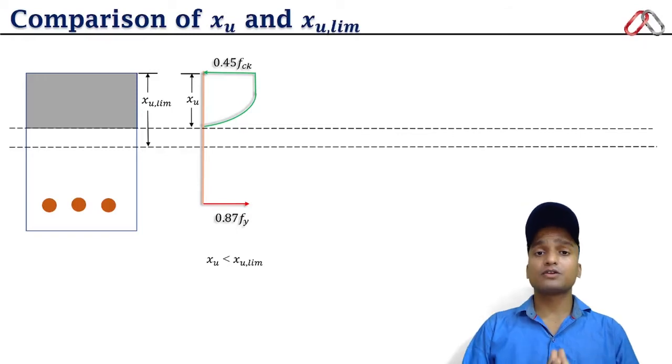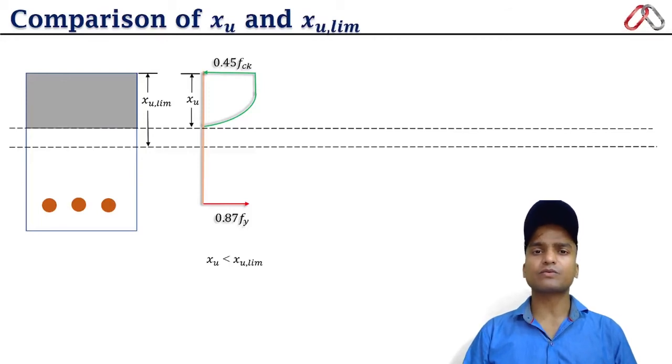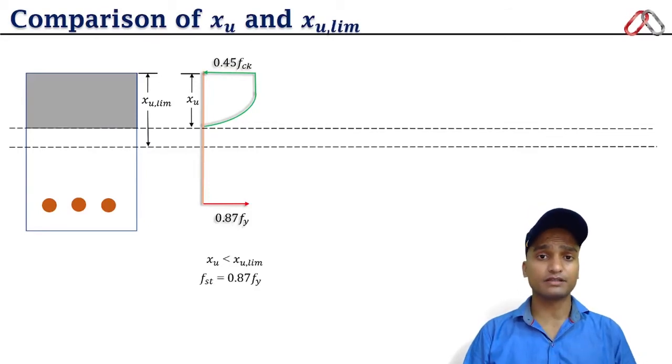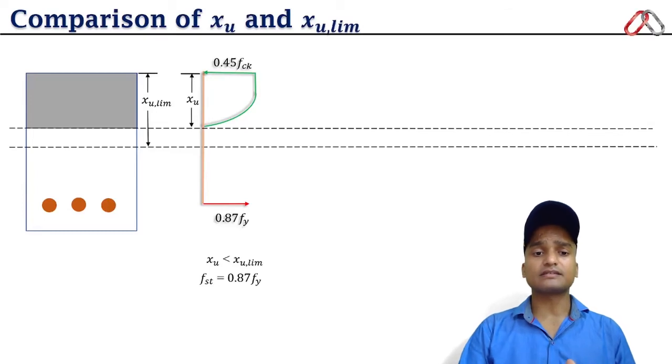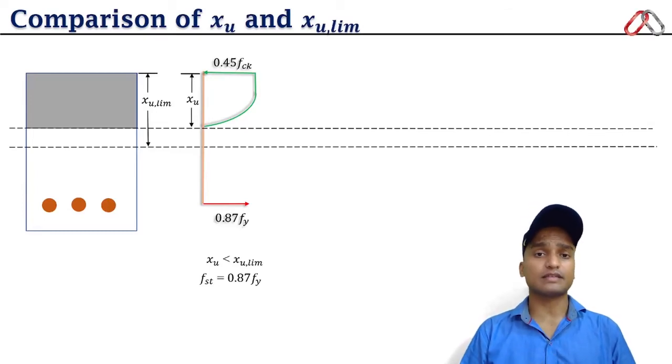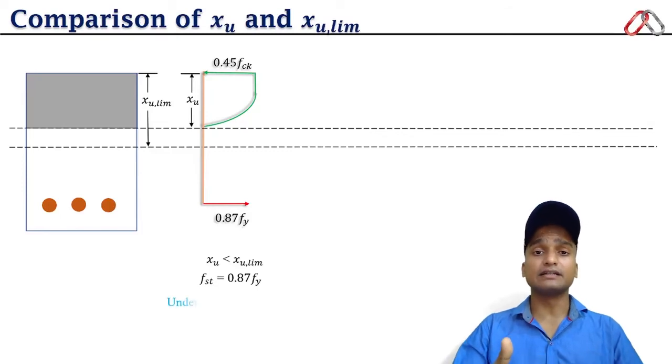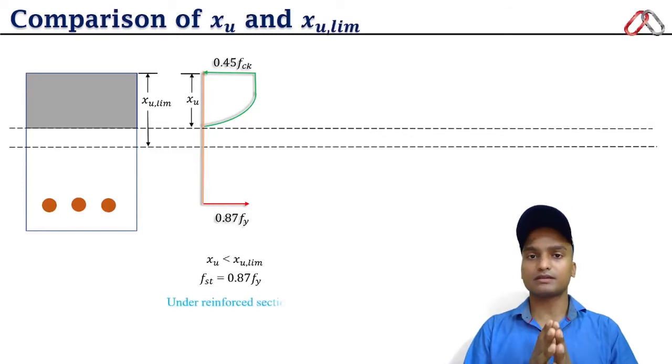neutral axis, then in such cases the steel bars will yield first and will reach the design strength 0.87 fy very easily, and the concrete will remain safe, it will not be crushed. In such cases, the stress in the steel bars is equal to 0.87 fy, and such a cross section is said to be an under reinforced section. See, in an under reinforced section, what happens? Steel has yielded first and the concrete is safe.